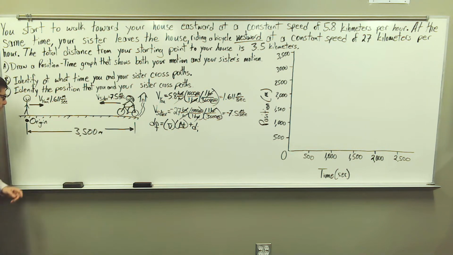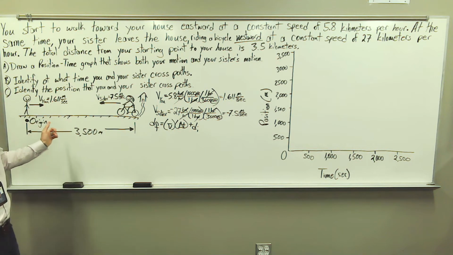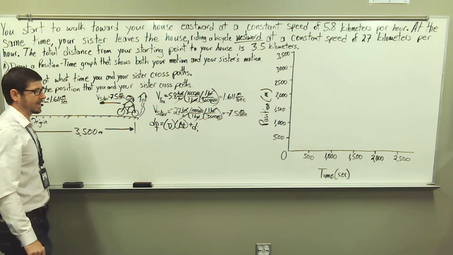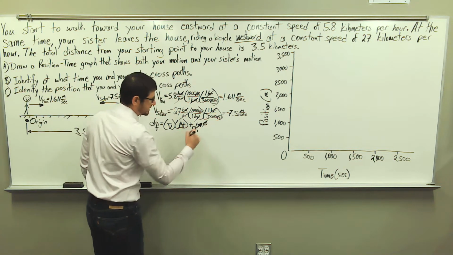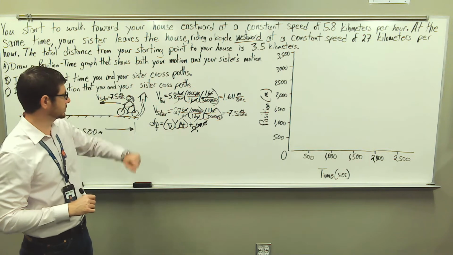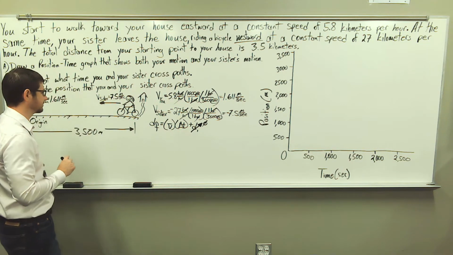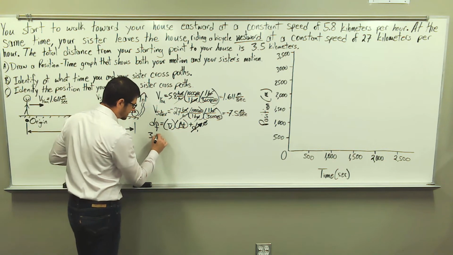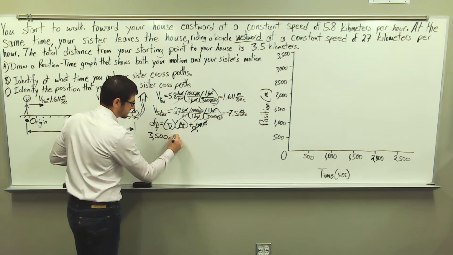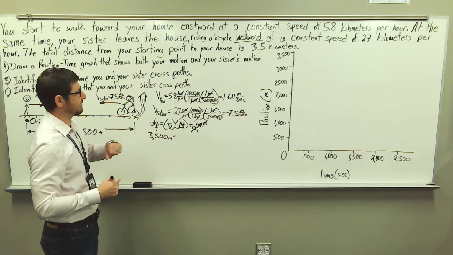Okay, so I'll just write origin here and I'll place a point here. So you are starting at the origin. So d sub i in this situation will be 0. Since it's 0, we'll just go ahead and get rid of it, okay? We know that your final displacement is 3,500 meters. This is equal to your average velocity.